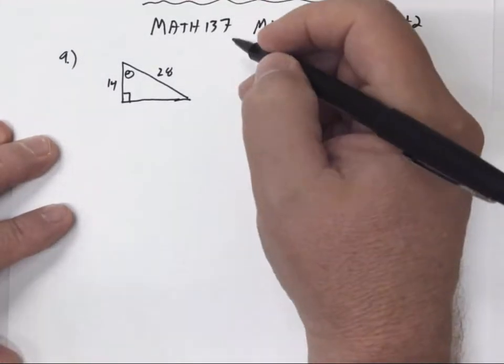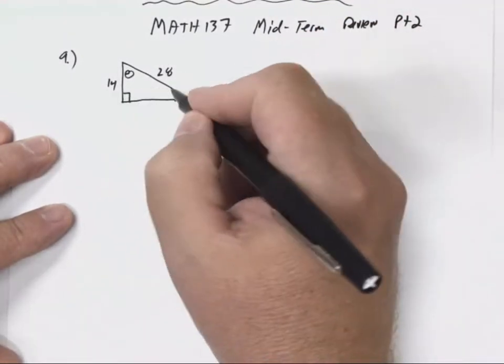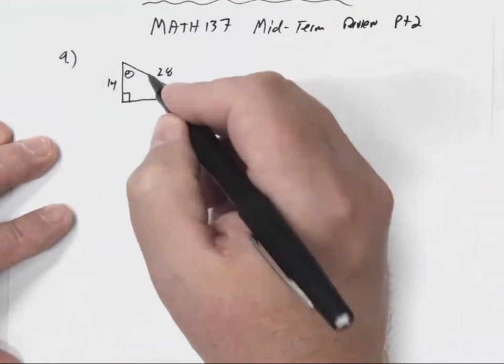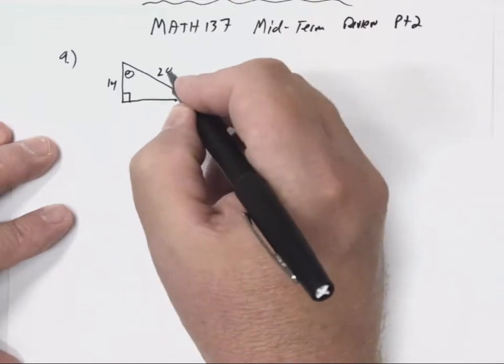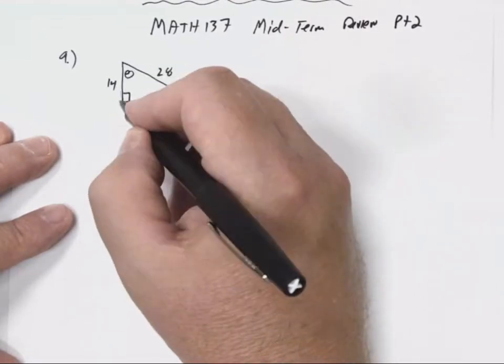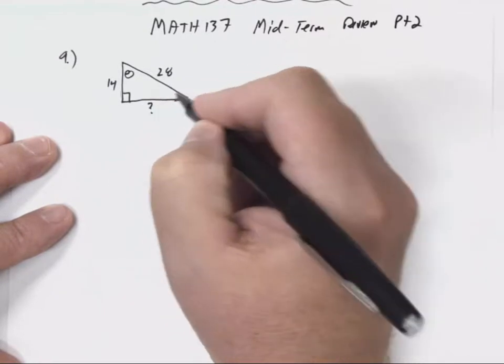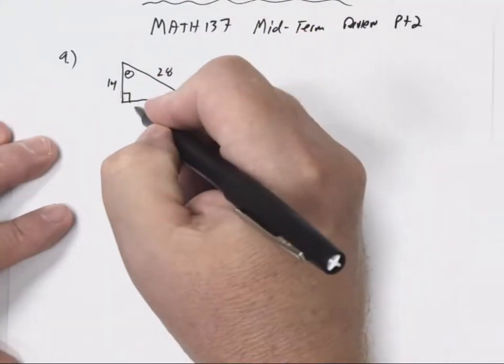Let's do a quick review. Before we find those, we need to know the lengths of all 3 sides of the triangle. I know the hypotenuse, the side opposite the right angle, is 28. I know one side's 14. I need to figure out this bottom side. Let's just call this x for now.